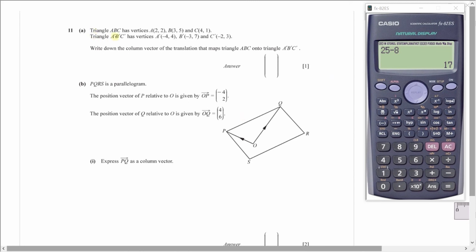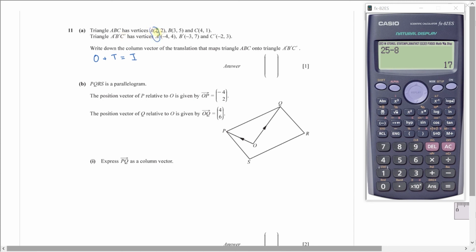Question 11 is: triangle ABC has these vertices, and A dash, B dash, and C dash has these three vertices. Write down the column vector of the translation that maps triangle ABC onto triangle A dash, B dash, and C dash. So you know that for translation, if you have an object O and you add the translation vector, you get the image I. So we can take any two corresponding points of the two triangles. Let's take this example, A and A dash.